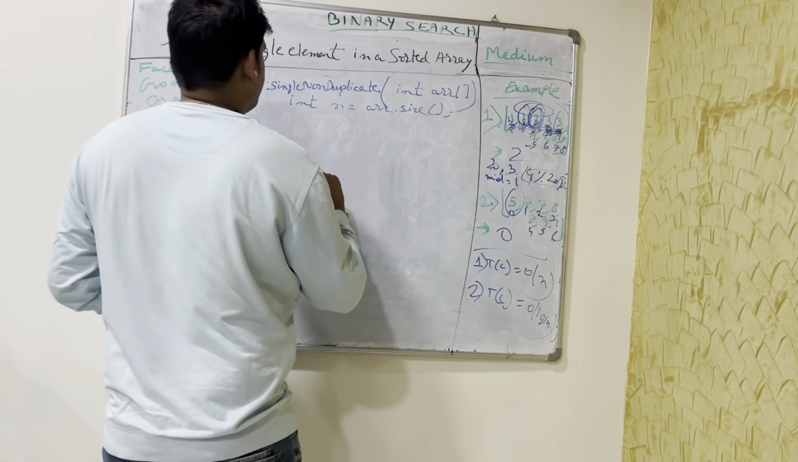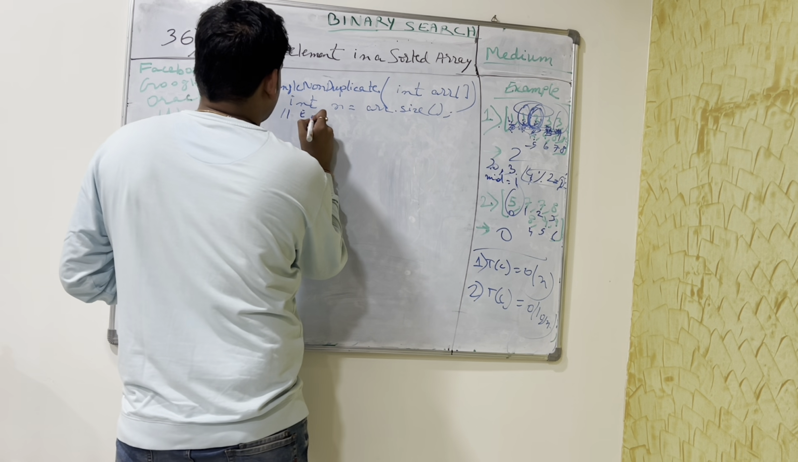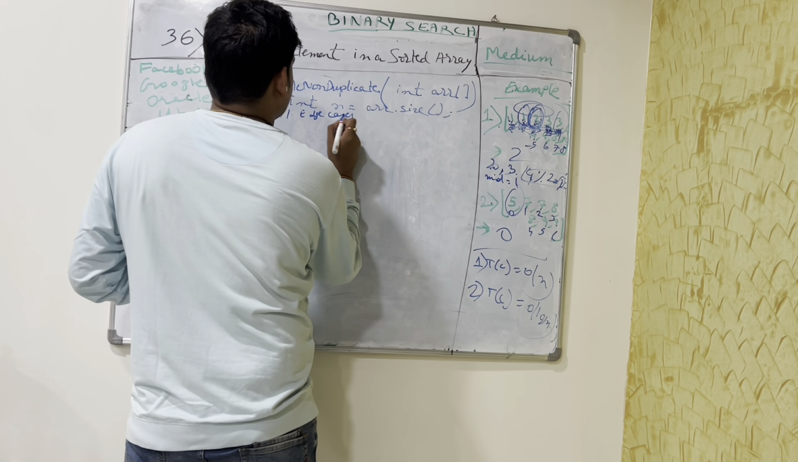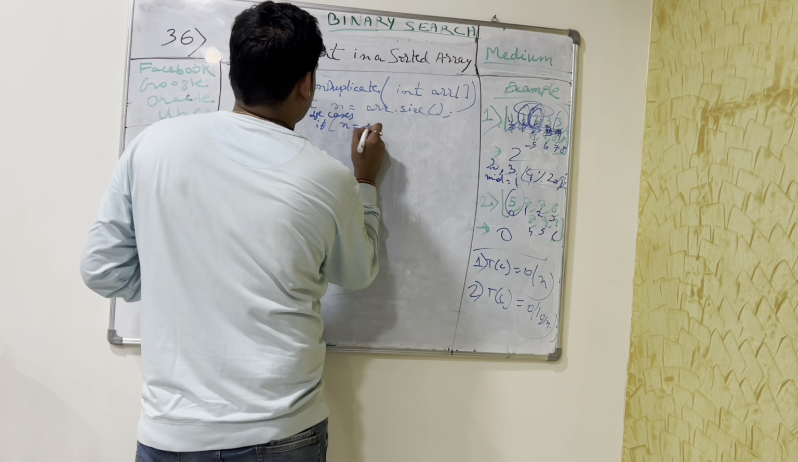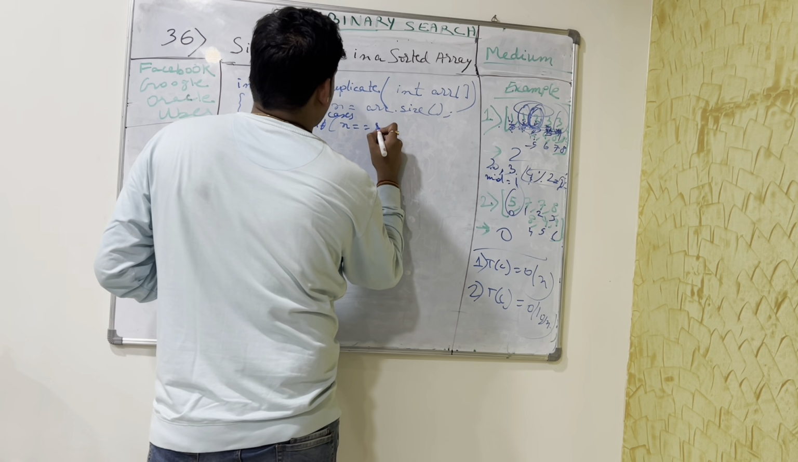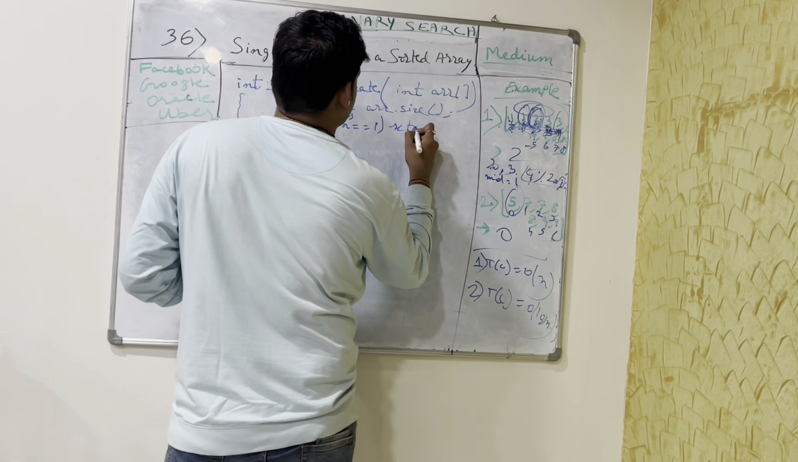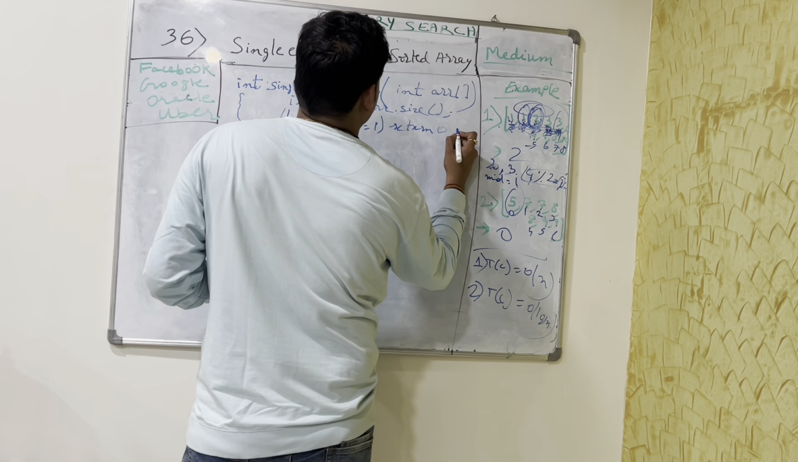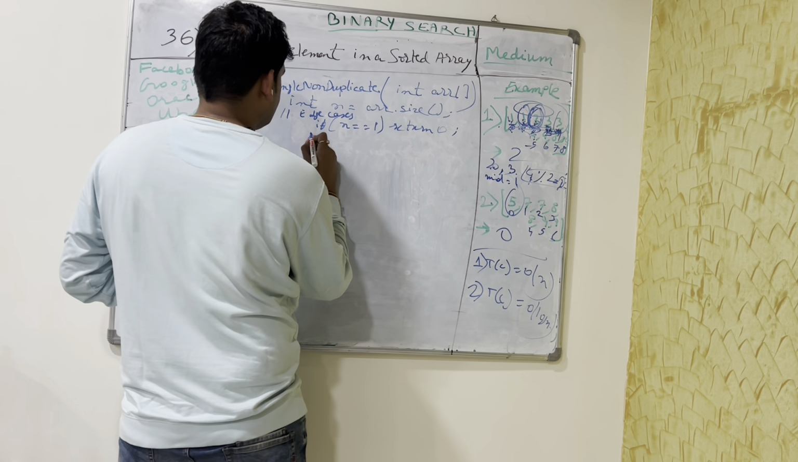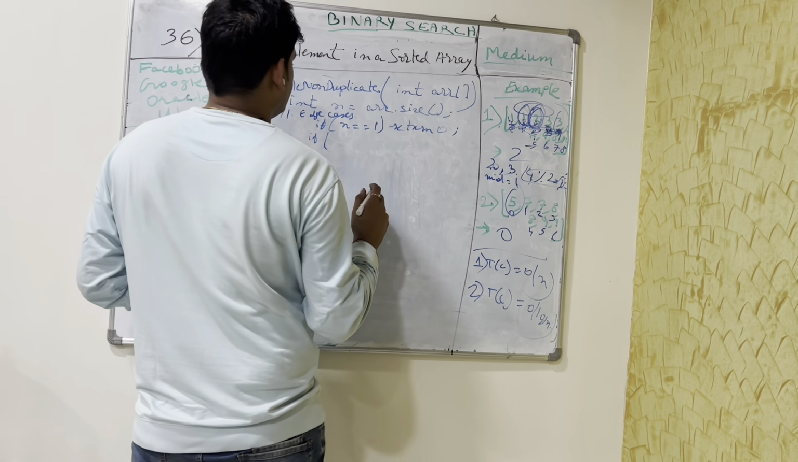So we have n is equal to array dot size. What are the edge cases? The edge cases are if n is equal to 0 or n is equal to 1. So for a single element, we return 0. Okay, what is the other condition?